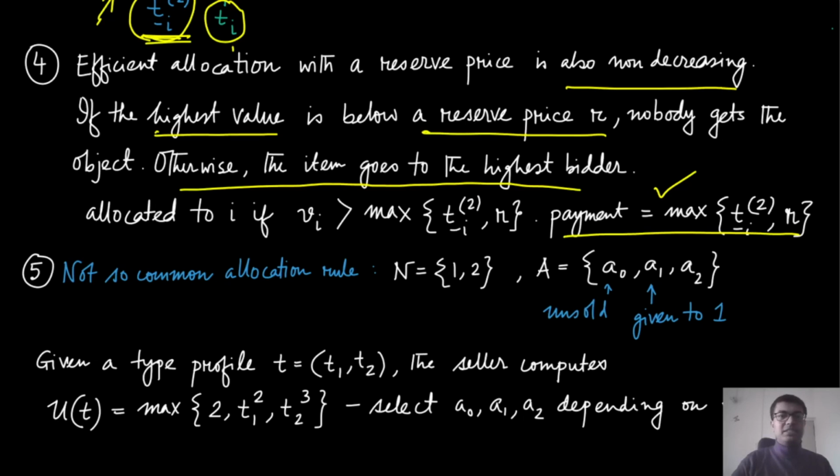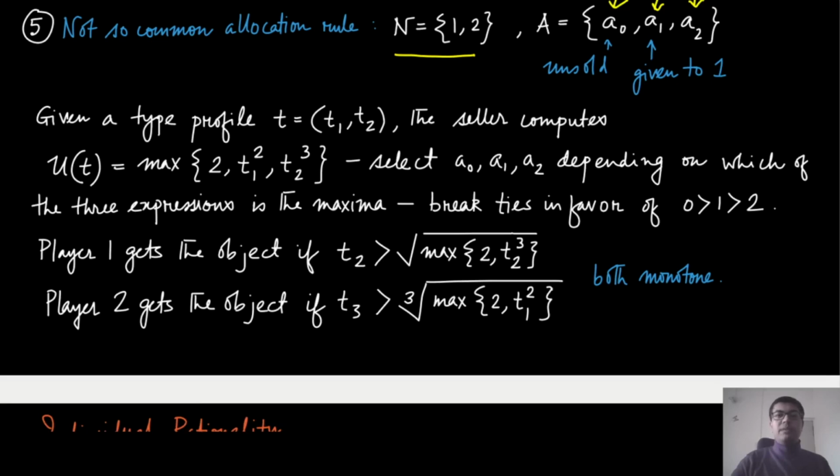This gets a little messy, and we really cannot build a lot of intuition about it, but the whole point is that this kind of a mechanism can also be DSIC. So what is this mechanism? Suppose you have two players, and there are three allocations that are possible. Either the object goes to player 1, or goes to player 2, or it is not allocated at all. The object is unsold.